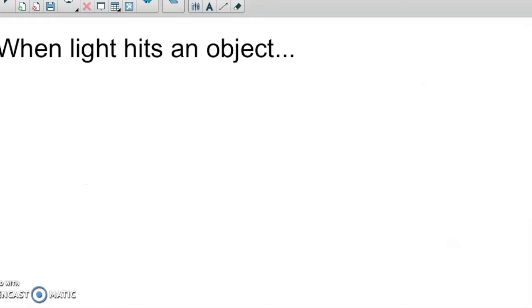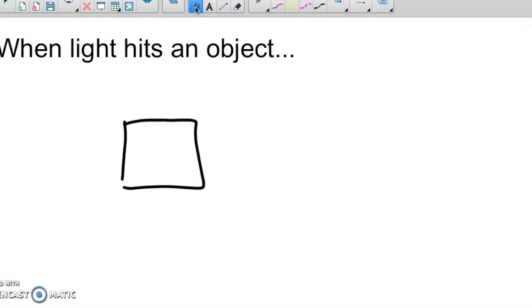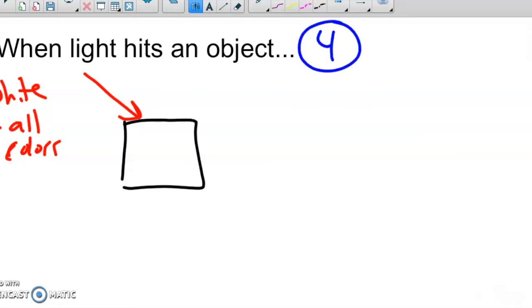In order to understand how magnifying glasses work, and the other questions that we're going to talk about in this episode, we have to review what happens when light hits an object. So let me make an object, and let me get a ray of light. Now remember that we're really talking about white light, which is really a combination of all of the colors of the visible spectrum. So when light hits the object, there are four things that can happen to it.